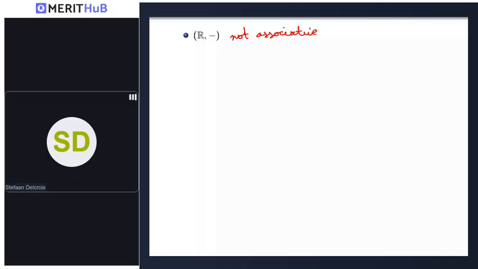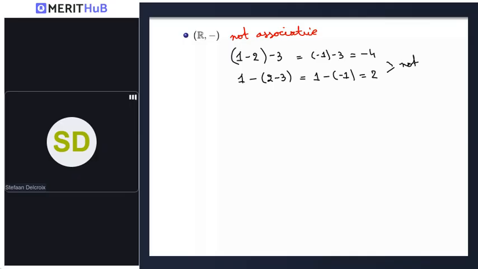And unless you pick some really unlucky numbers, (1 minus 2) minus 3, that's minus 1 minus 3 is negative 4. But 1 minus (2 minus 3) is 1 minus negative 1 is 2. Not the same. Right? So not every operation is associative. Addition and multiplication are. Okay, so we got 2 out of the 5 properties done.